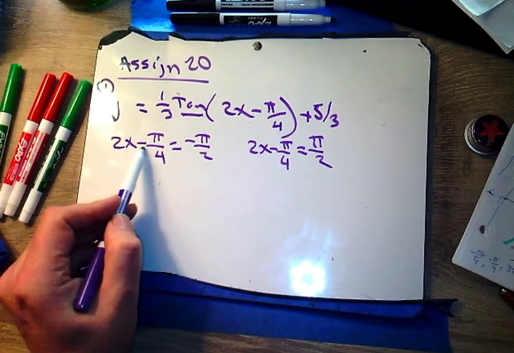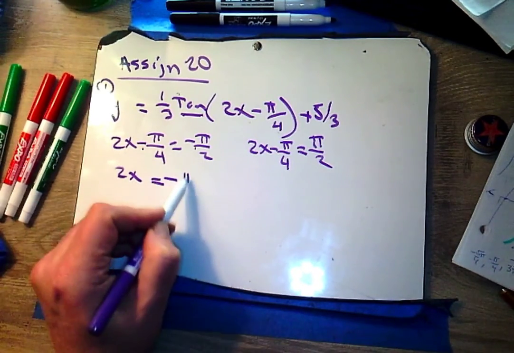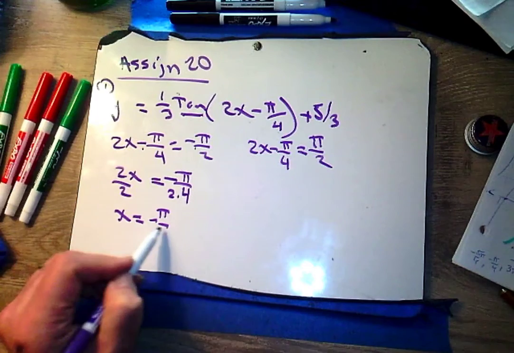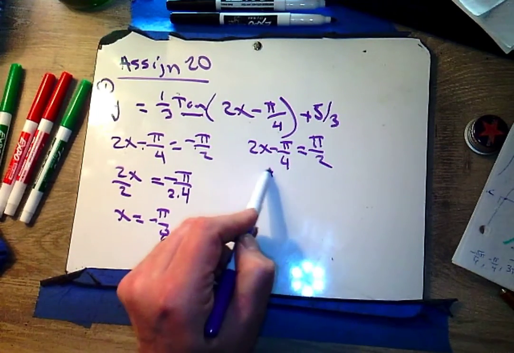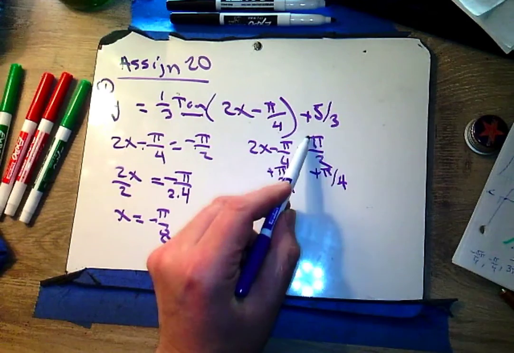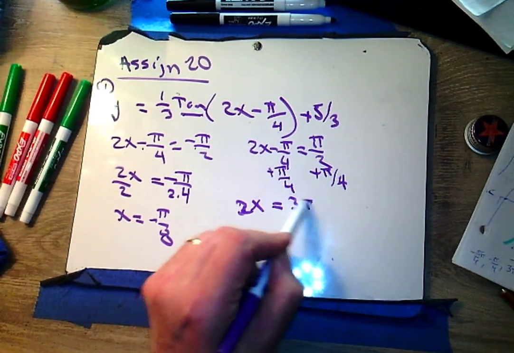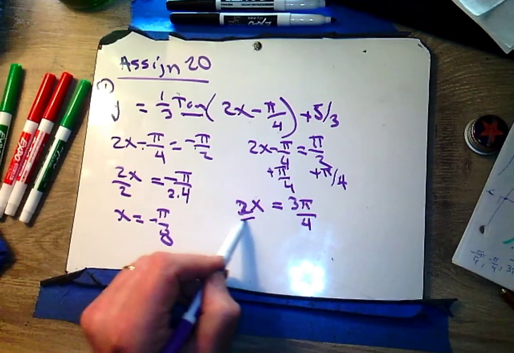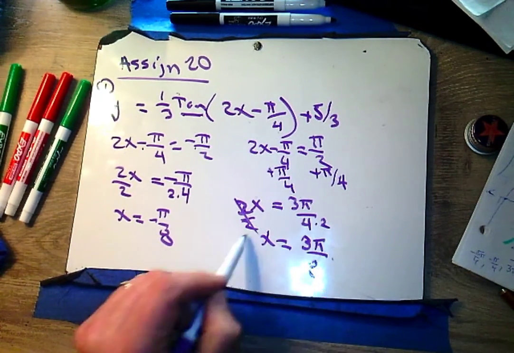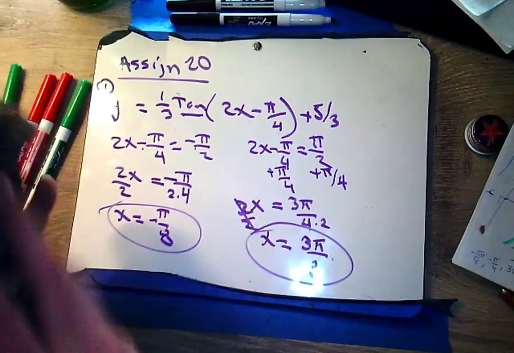Okay, so I'm adding pi over 4 to negative 2 pi over 4. That's going to get me 2x equals negative pi over 4. And when I divide by 2, I get x equals negative pi over 8. And here, when I add pi over 4 to pi over 2, which is also 2 pi over 4, I get 2 pi over 4 plus 1 pi over 4 is 3 pi over 4. And then I'm going to divide both sides by 2. So I get x equals 3 pi over 8. 3 pi over 8, negative pi over 8. Those are our vertical asymptotes.